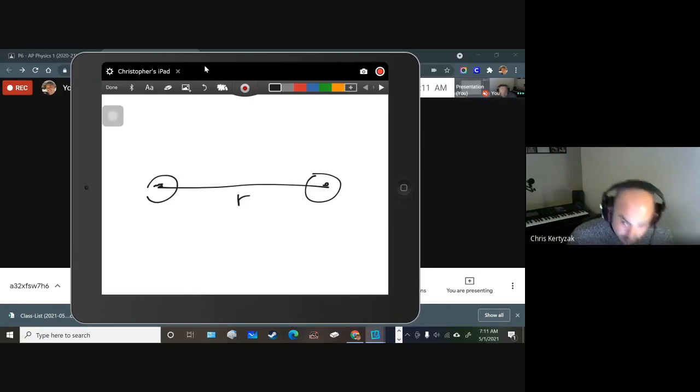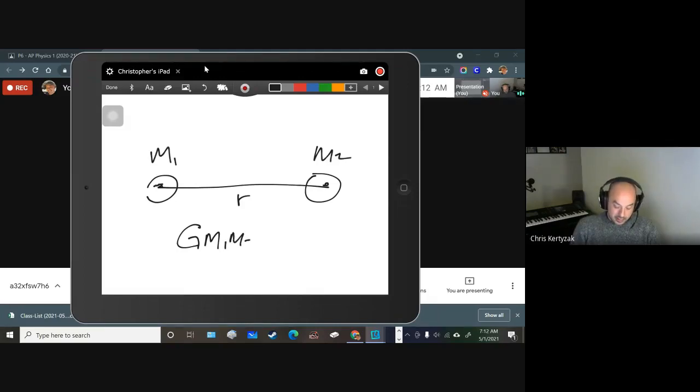Usually we call that R, planet 1 and planet 2. The gravity force between them is mass of planet 1 times the mass of planet 2 divided by the distance between them squared. That's considered Newton's universal law of gravity. Universal because it actually works for everything.